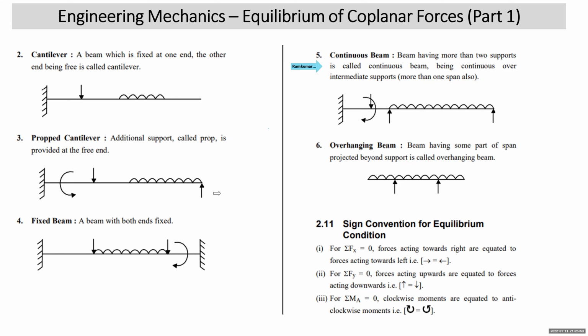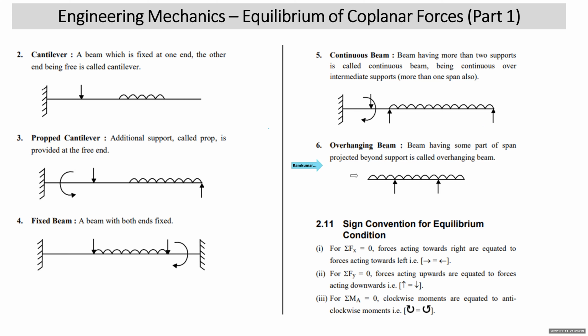Next comes continuous beam. A continuous beam means a beam which has more than two supports. Can you see that the beam is supported? This is one fixed support, simple support, simple support. So it has three supports. Such a beam has more than two supports or more than one span. This is one span, this is the second span. So any beam which has more than two supports and more than one span is called a continuous beam.